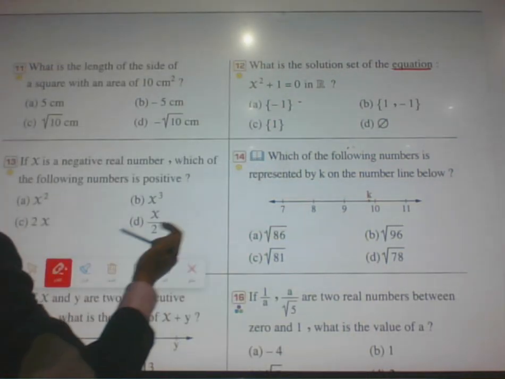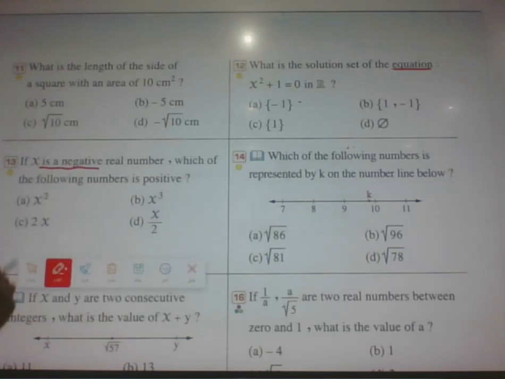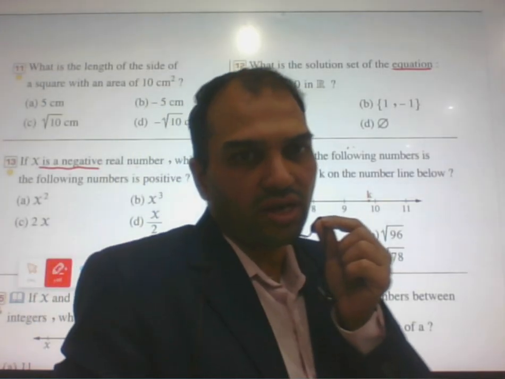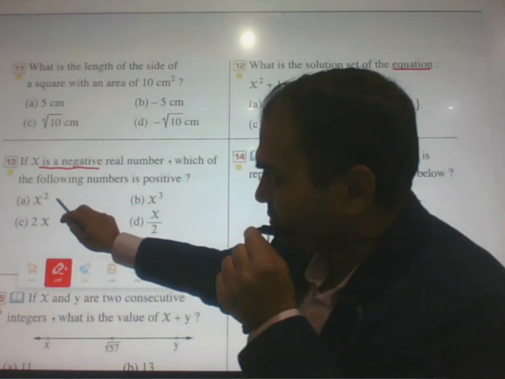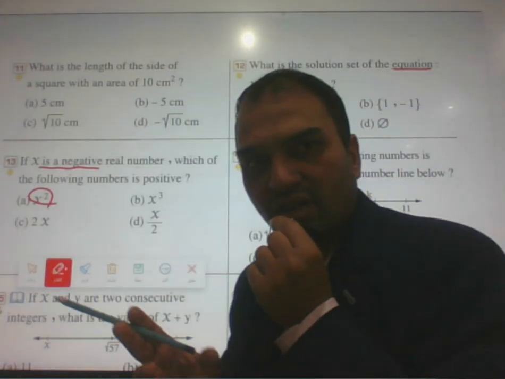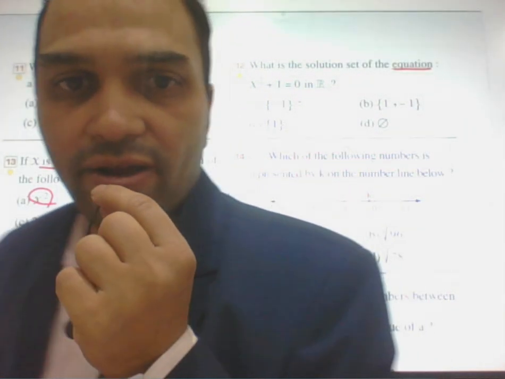Next question here. If x is a negative real number, which of the following numbers is positive? Negative, like -1 power 2, it will be 1. Okay, then the answer here will be letter A. If x is negative, then like -1 power 2, it will be positive 1. Next question here.